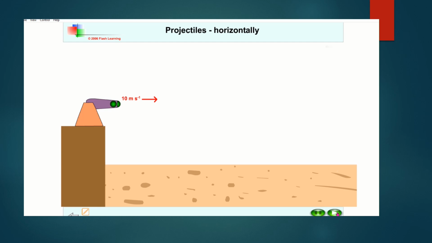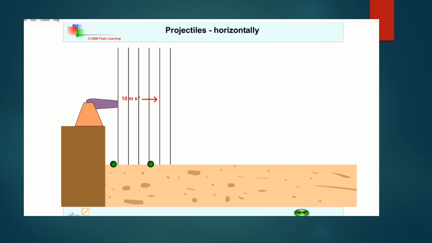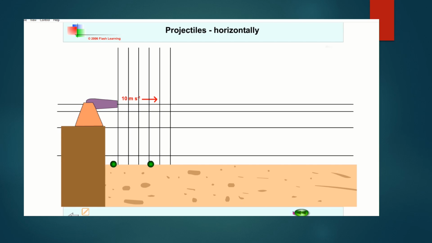Here we go, let's try it. Is that what you predicted? Let's put on some grid lines and we'll repeat that. Each of those grid lines represents the distance that the objects would travel both horizontally and vertically in 1 second.